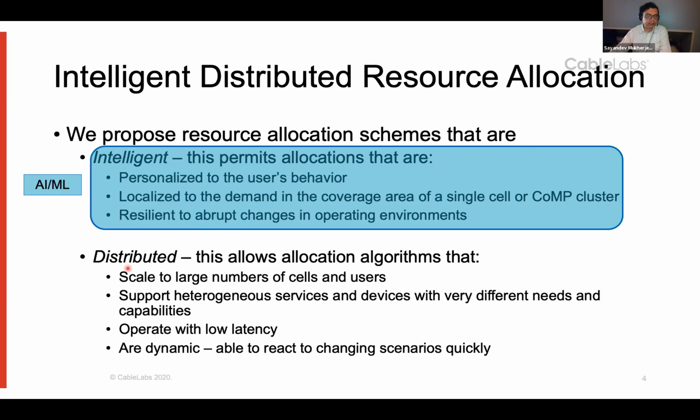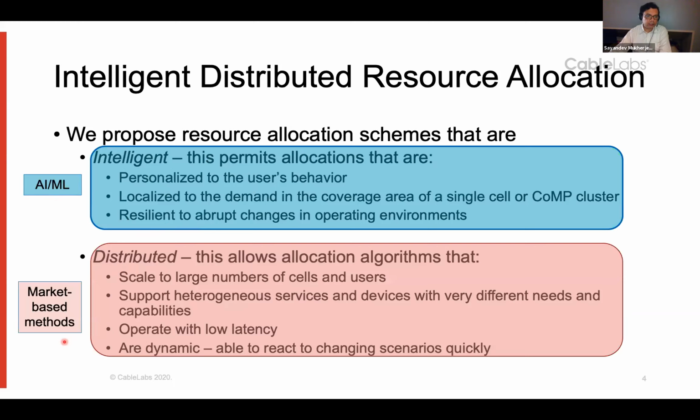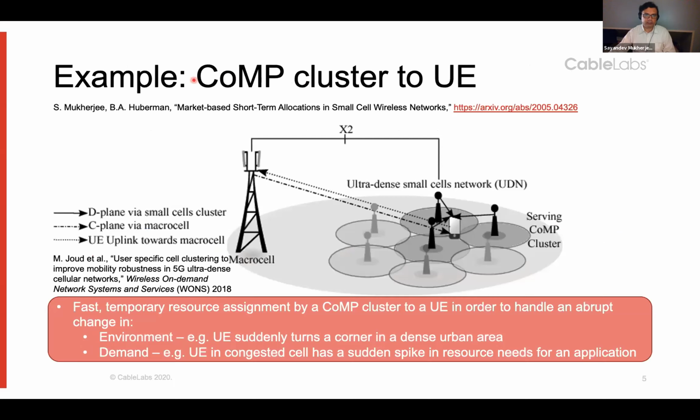And the distributed property comes from, and also allows us to use, market-based methods of resource allocation. And what we mean by this, I will come to in just a second. Okay, so let's apply this to this example: a CoMP cluster transmitting to a UE.